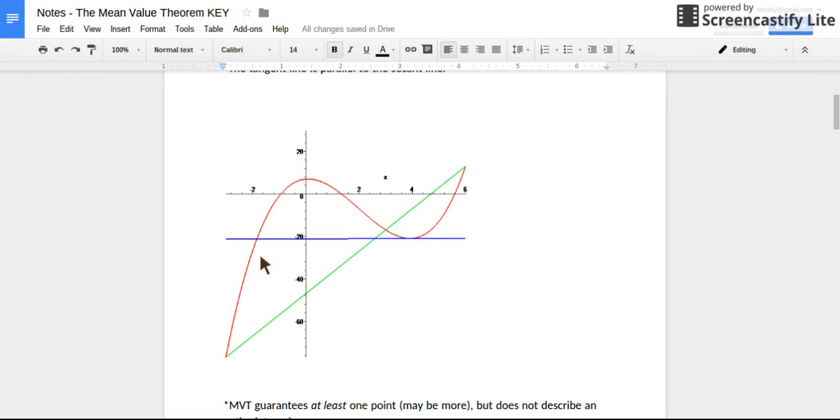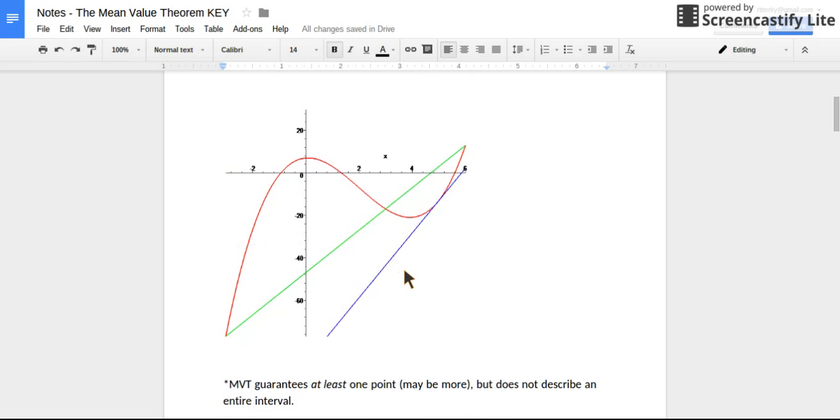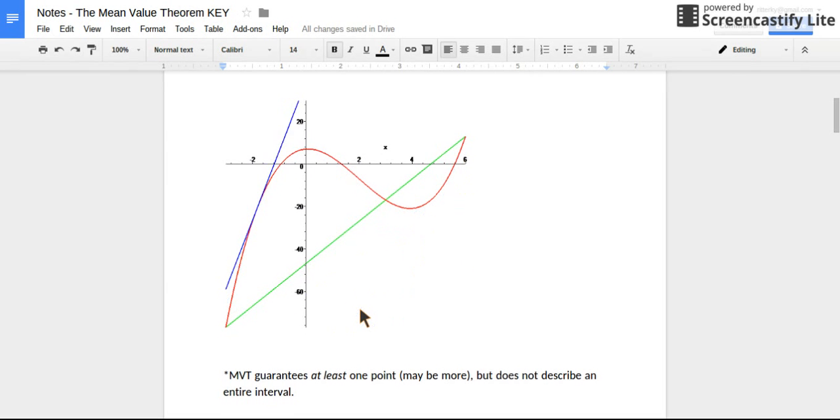So let's watch it go through its cycle one more time. At about right there, and at about right there. So two spots in this instance or example where the tangent line is parallel to the secant line, meaning that the instantaneous slope is the same as the average slope. So the mean value theorem guarantees that this happens at least once. In this example, we can see it happening twice, so it can happen more than once. But the mean value theorem guarantees that it happens at least once.